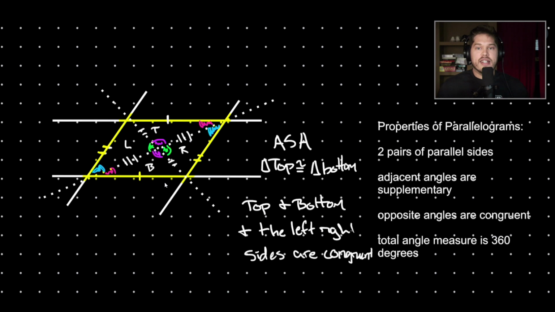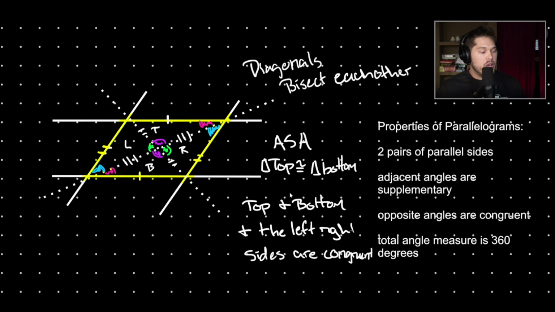So what does that tell us in all? Well, it tells us that our diagonals bisect one another. So not only have we learned that our top and bottom and left and right sides are congruent, we have also learned that our diagonals bisect each other. Okay, so these are the properties of a parallelogram.